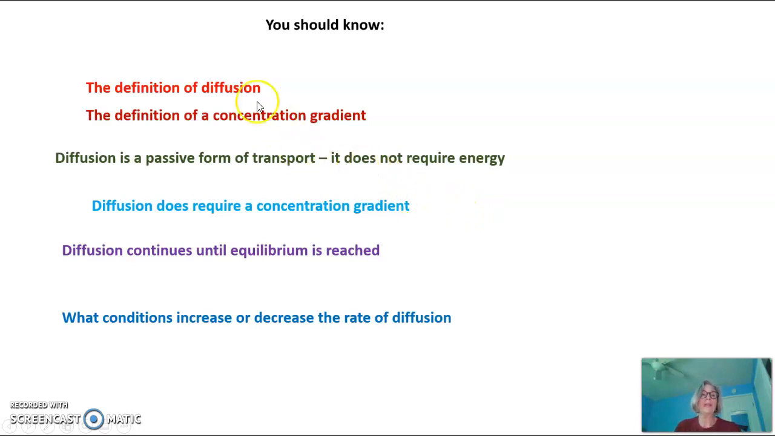So what you should know from tonight, you should definitely know the definition of diffusion. You should know the definition of a concentration gradient. You should know that diffusion is a passive form of transport. It does not require energy, but it does require a concentration gradient, and it will continue until equilibrium is reached. You should also know what conditions increase or decrease the rate of diffusion. Not listed on here, but another thing you should know is what molecules are able to freely diffuse across a membrane. And again, that would be our small and nonpolar proteins or molecules.